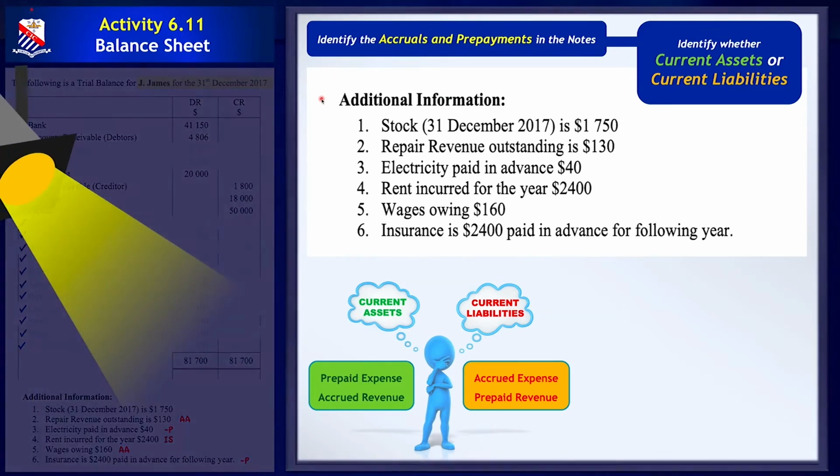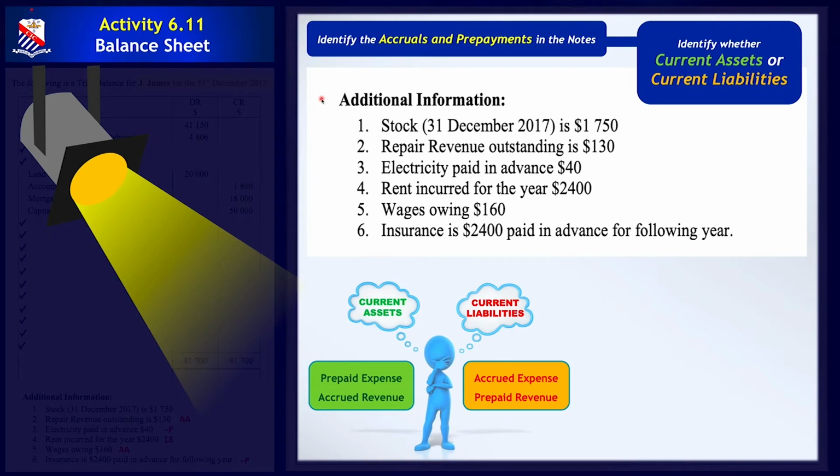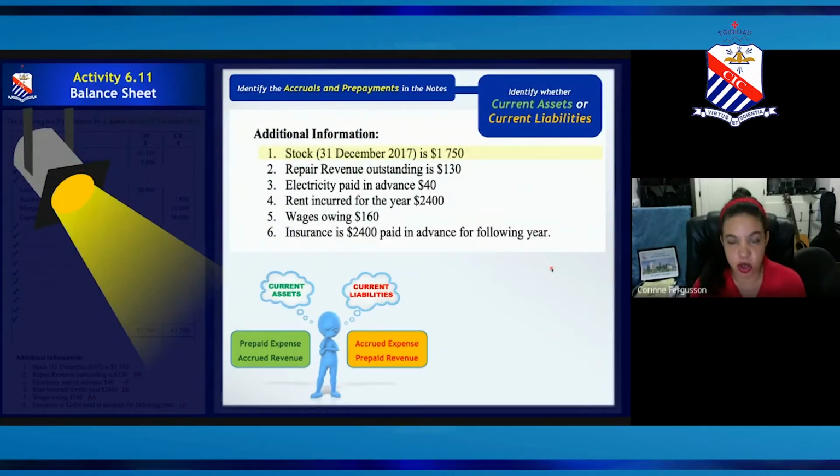But the first thing is, well, in our notes we had stock, and remember the stock is your closing inventory or your closing stock, right? So we had dealt with that already in the income statement, but it is to note that your closing inventory also goes in your balance sheet under current assets.